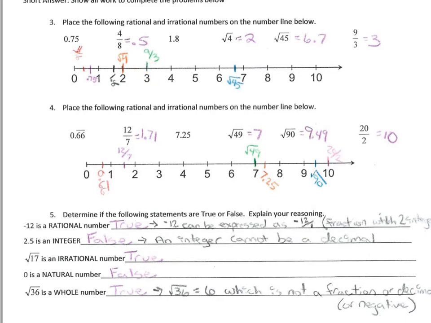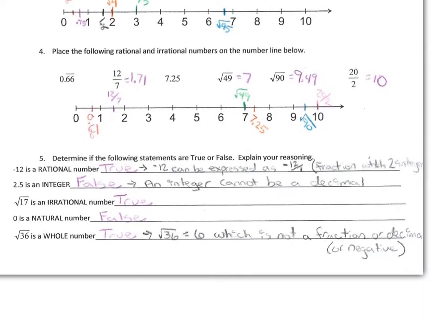Number 4 is the same idea. Now that bar on top of the 0.666 or 0.6 means 0.6 repeating, so it just means it goes 0.66666 forever. 12/7, 12 divided by 7 is 1.71. 7.25, I didn't have to change. The square root of 49 is 7. The square root of 90 is 9.49. And 20 divided by 2 is equal to 10.